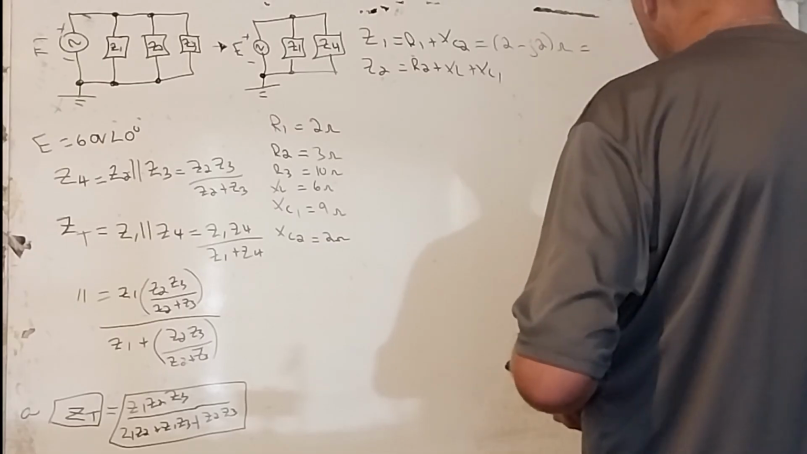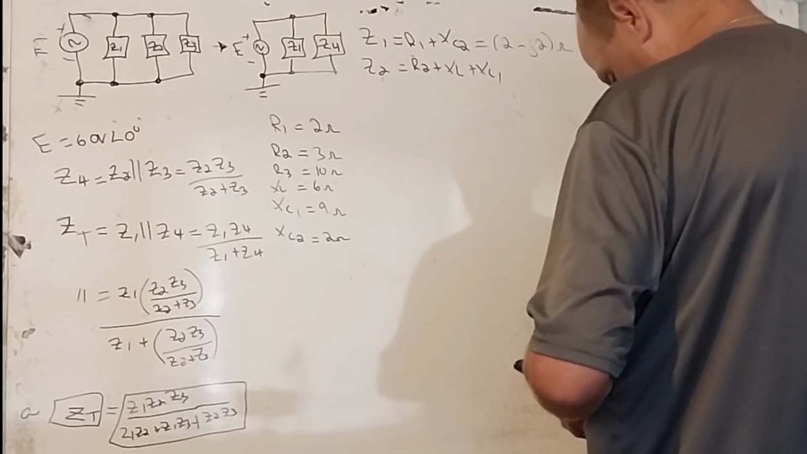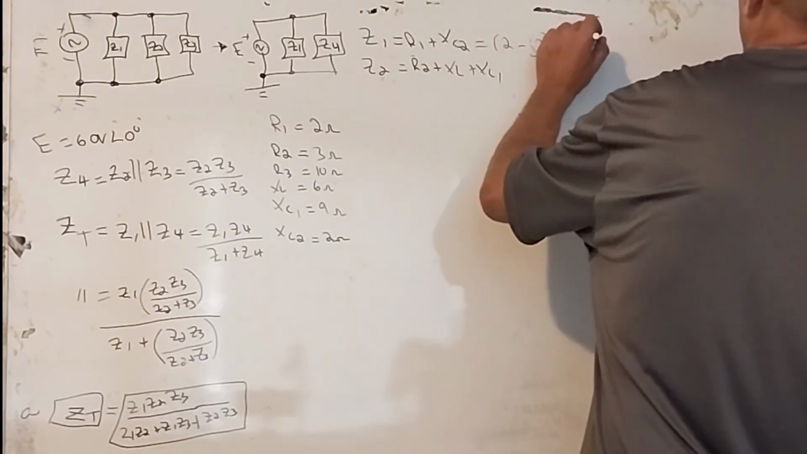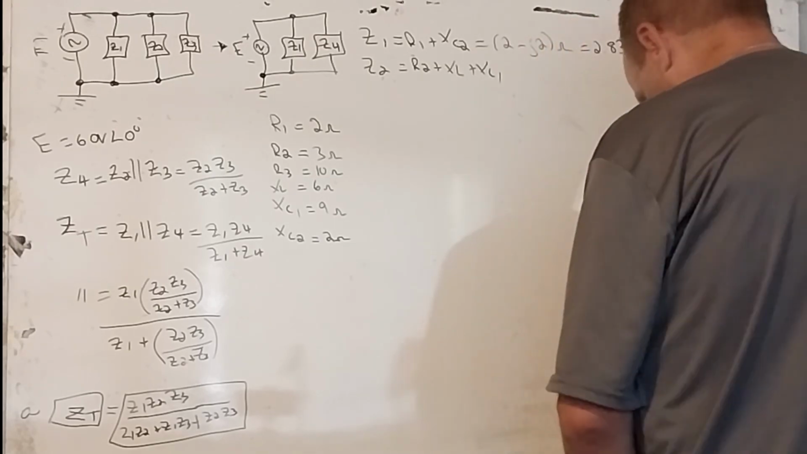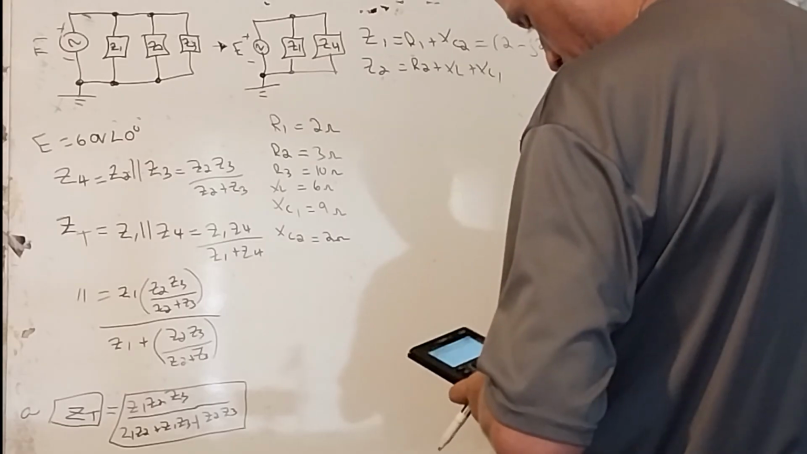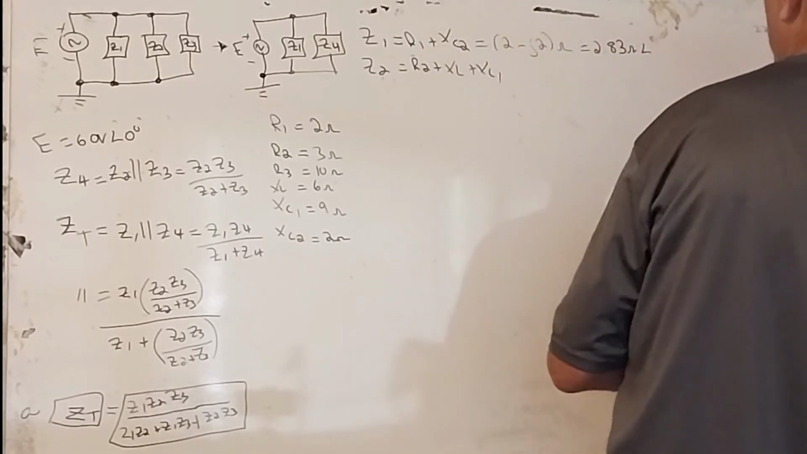All right, clear the screen. 2 squared plus 2 squared, and the square root of that, 2.83. And the angle, negative 45 degrees.